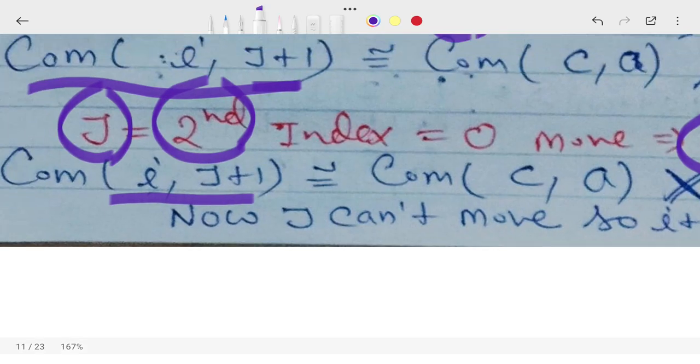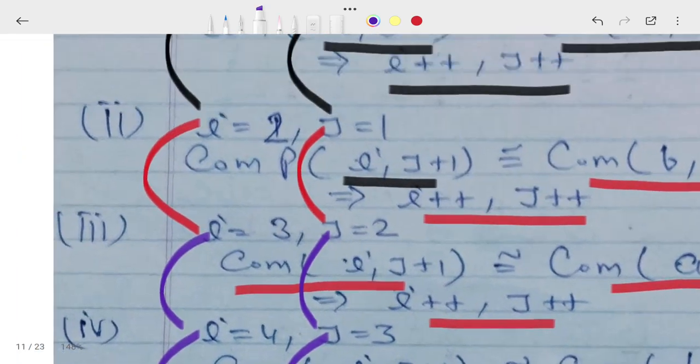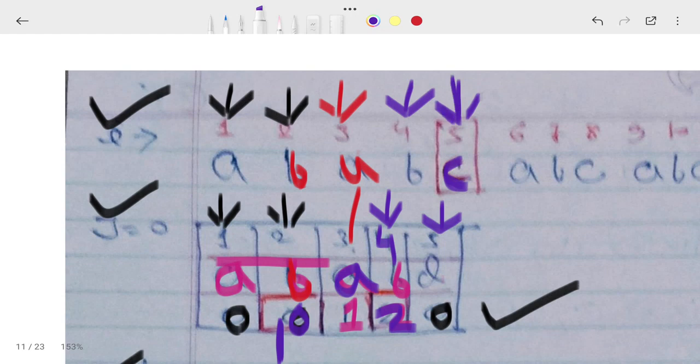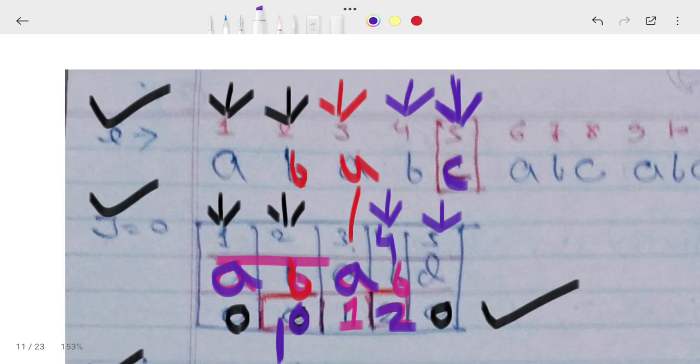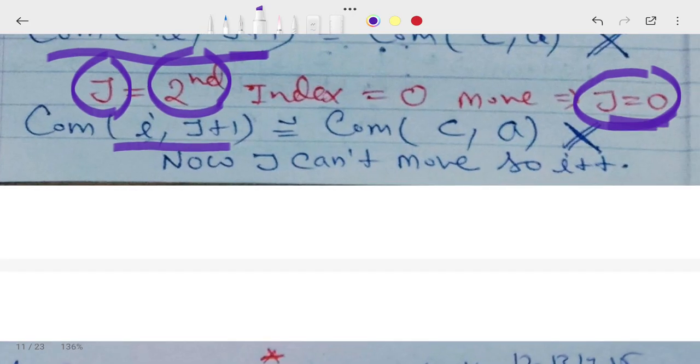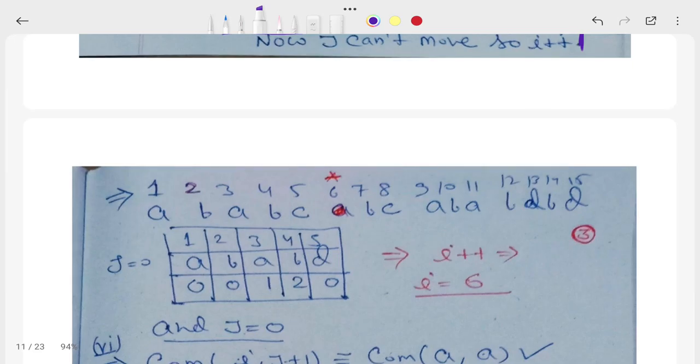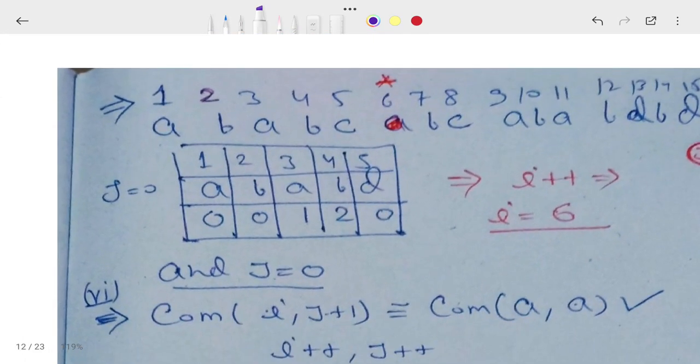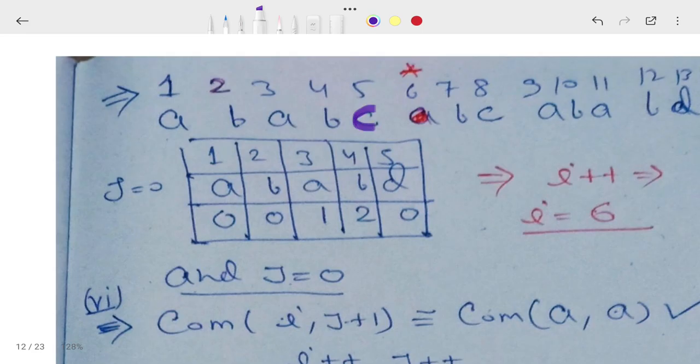So C and A. Why C and A? Because I is still C, but 0 plus 1 is equal to 1. Now you can see this A and C is not matching. After J we cannot move, that is impossible. So whenever I am reaching the end position of J, in this condition we have to move I plus plus. So now my position is here, I is equal to C. It means my pattern is not present up to this. So I plus plus, and J is equal to now this.